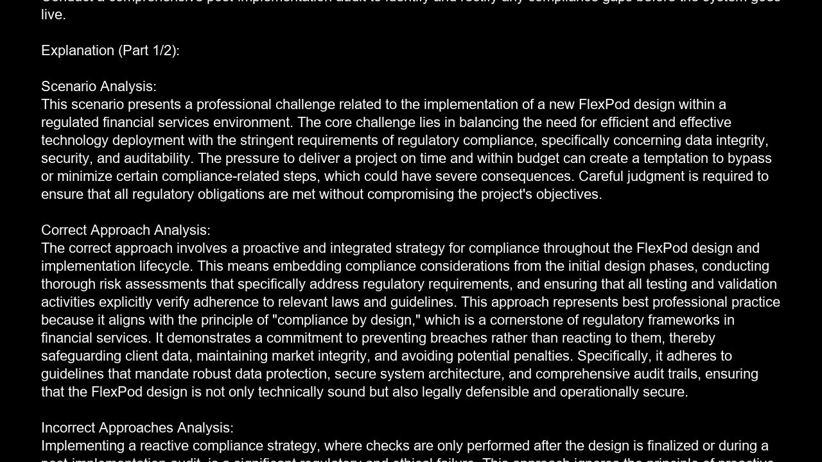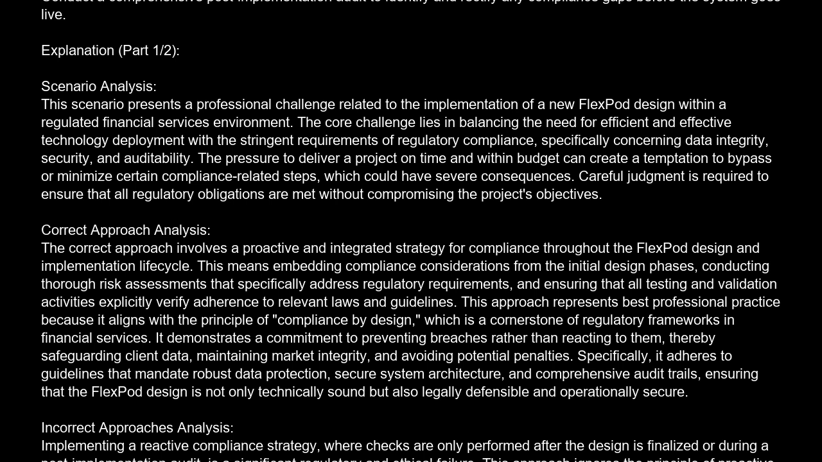The pressure to deliver a project on time and within budget can create a temptation to bypass or minimize certain compliance-related steps, which could have severe consequences. Careful judgment is required to ensure that all regulatory obligations are met without compromising the project's objectives.